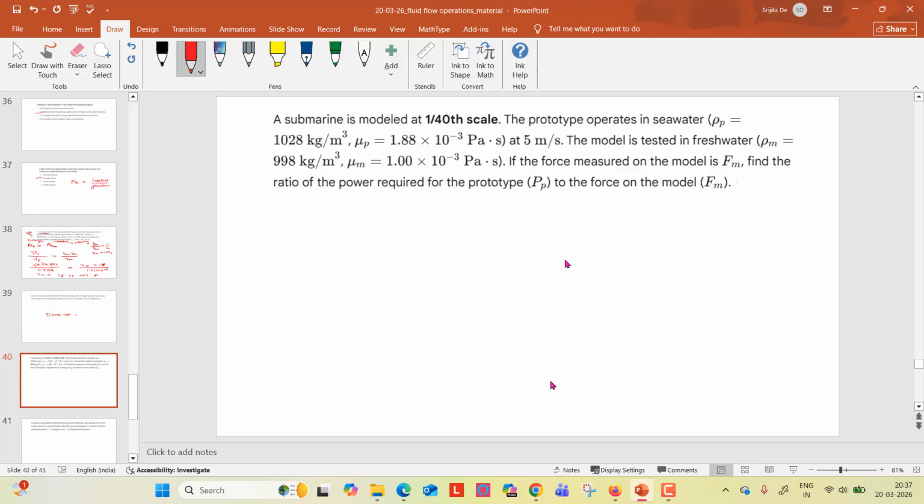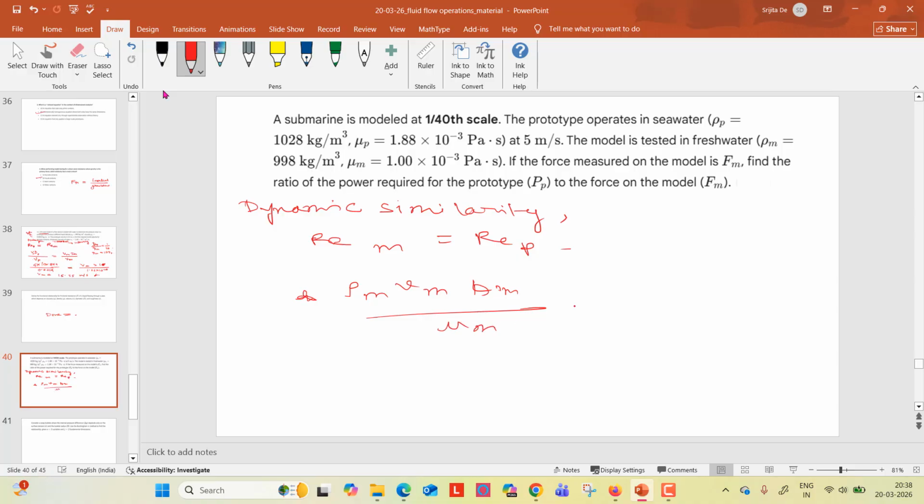So again for dynamic similarity, we can say that Re model equals Re prototype. So it is rho m Vm dm divided by mu m equals rho p Vp dp divided by mu p, right? So we have to calculate first the model velocity.